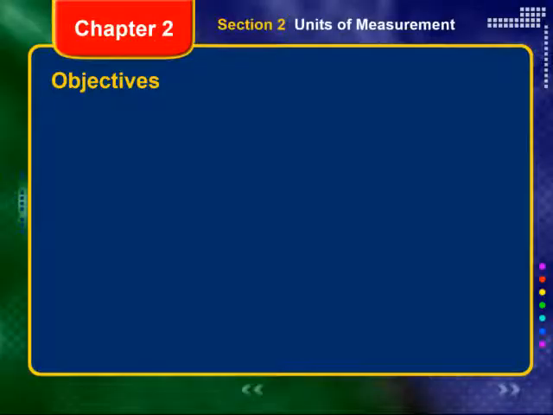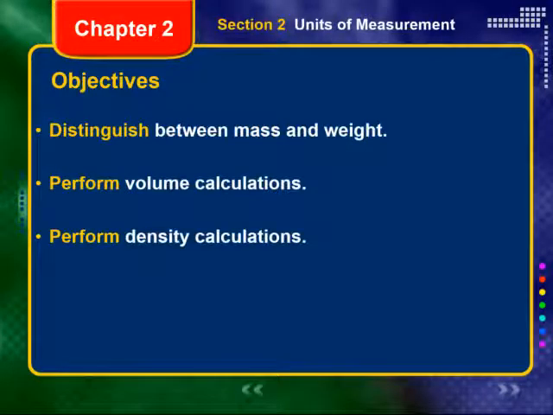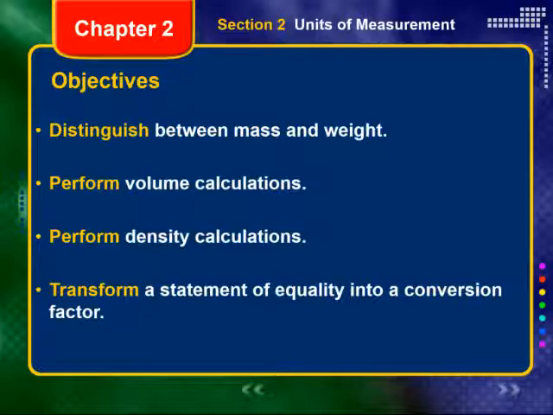All right, chemistry, this is your video lecture for Chapter 2, Section 2, Part 2. We're continuing to talk about units of measurements. In this video lecture, I want you to be able to distinguish between mass and weight. I want you to be able to perform volume calculations, perform density calculations, and then transform a statement of equality into a conversion factor. So here we go.